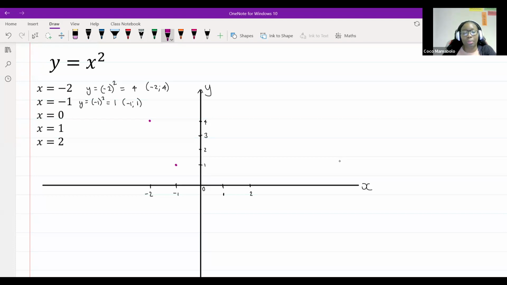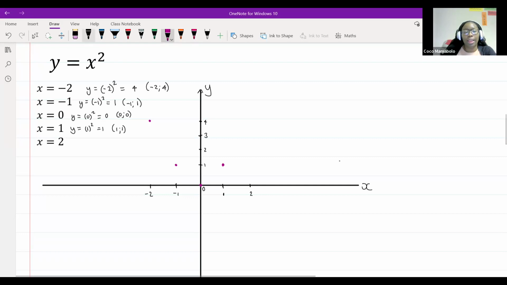Okay, let's talk about when x is equal to 0. When x is equal to 0, y is equal to 0 squared, which is just 0. So the point for x and y are both going to be 0. They're going to fall right there onto the origin, 0 and 0. Okay. Then when x is equal to 1, y is going to equal 1 squared. 1 squared is just 1. So my next coordinate will be at 1 and 1. 1 and 1 would be over here.